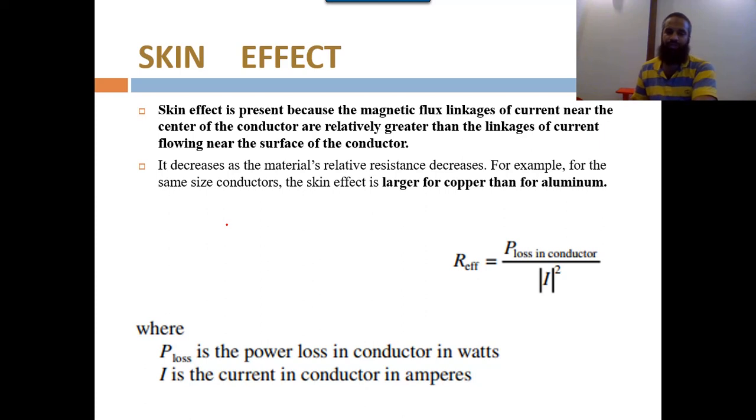Due to the skin effect, the overall power consumption or the effective resistance of the system is disturbed, and this effective resistance of the conductor can be calculated as R effective is equal to P losses in the conductor divided by I square. But this skin effect is dependent on the quality of the material. If the material internal resistance is increased, then the skin effect is decreased. So in case of copper, the skin effect is larger than in case of aluminium.